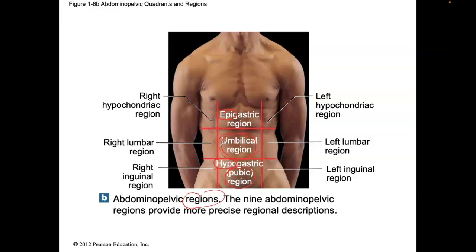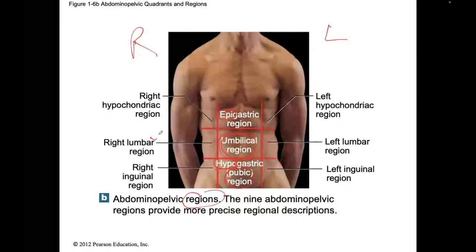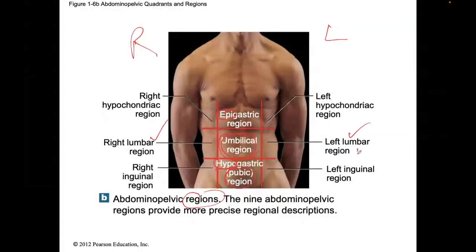Okay, adjacent or lateral to both the umbilical region, remember this is the left side and this is the patient's right side, there is a right lumbar region and a left lumbar region. These are also called flanks. So there's a left flank and a right flank. The flanks sometimes we call the love handles, right? The love handles. Either lumbar region or flanks.